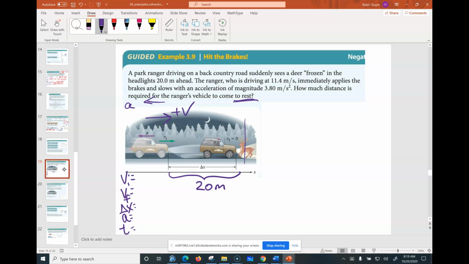We know as genius physics students, how do we write that? Positive or negative? Negative. So that's a negative 3.8 meters per second squared, and then my velocity is a positive 11.4 meters per second. He slows to what? 0.